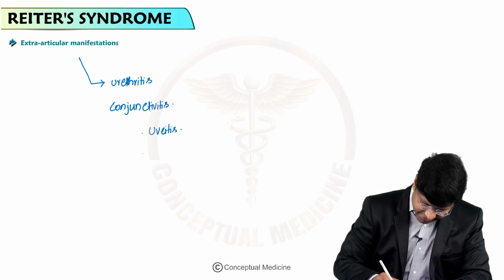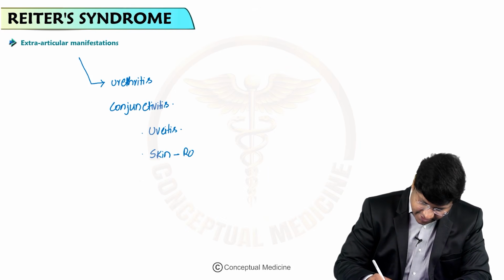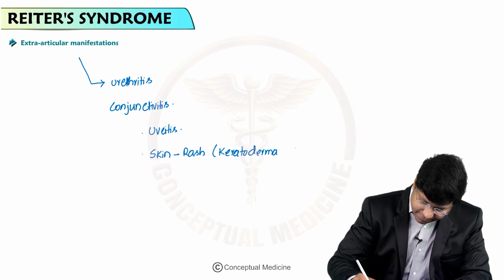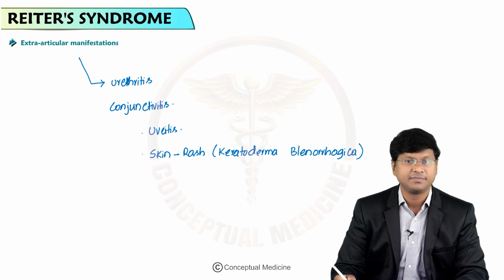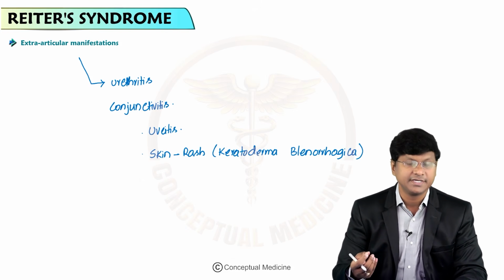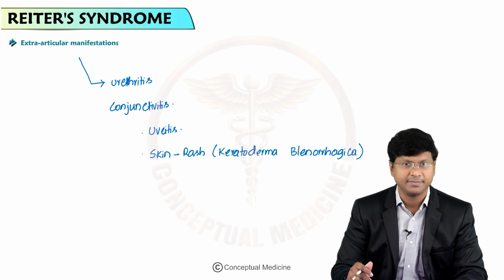And apart from that, there is also the skin manifestation. The skin manifestation in Reiter syndrome will be in the form of a rash, right? The name of this particular rash is keratoderma blennorrhagica, right? Keratoderma blennorrhagica. So, that is the rash. And what is this keratoderma blennorrhagica? Keratoderma blennorrhagica or keratoderma blennorrhagicum is the hyperkeratotic vesicles over the palms as well as soles, right? I will be showing you that image as well.